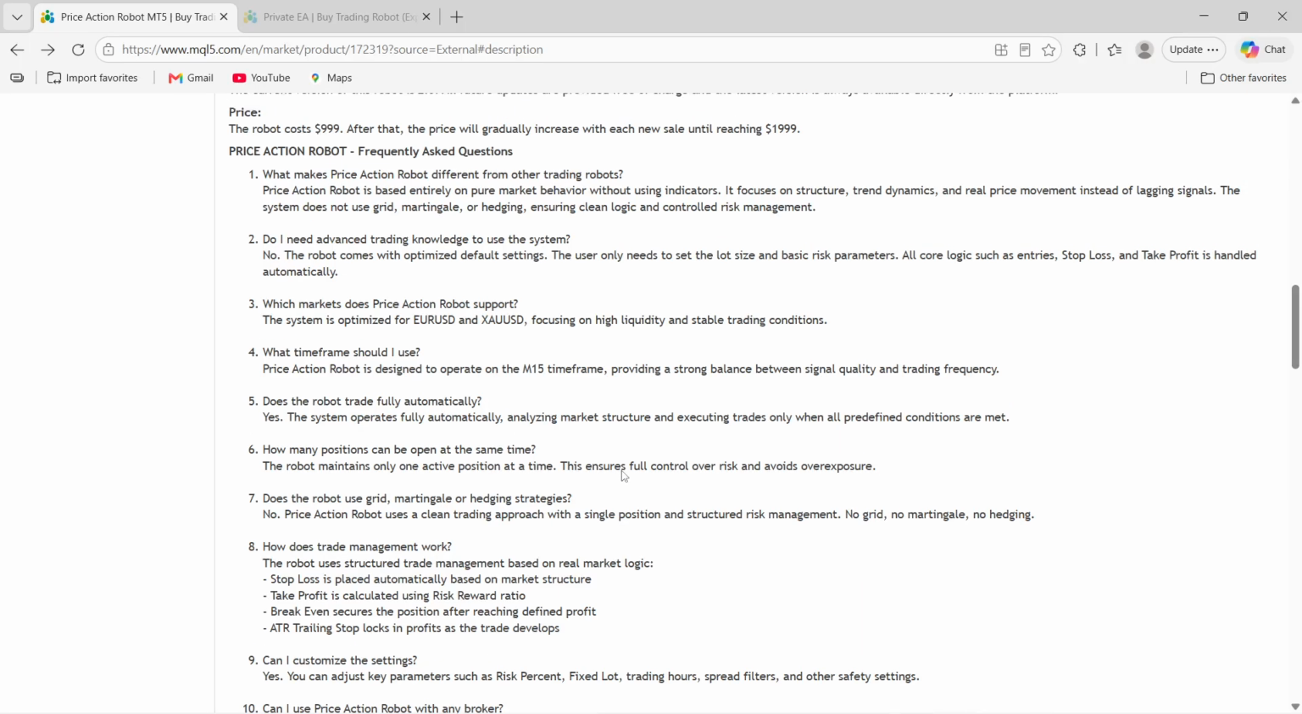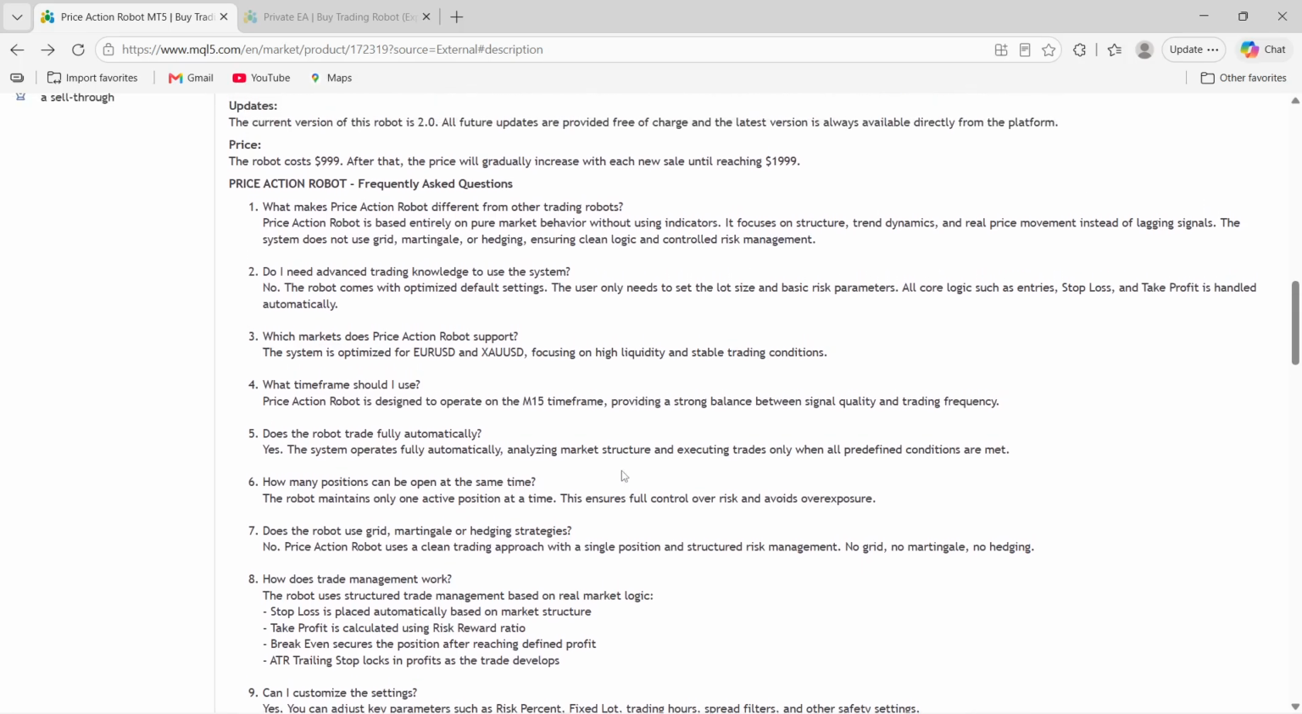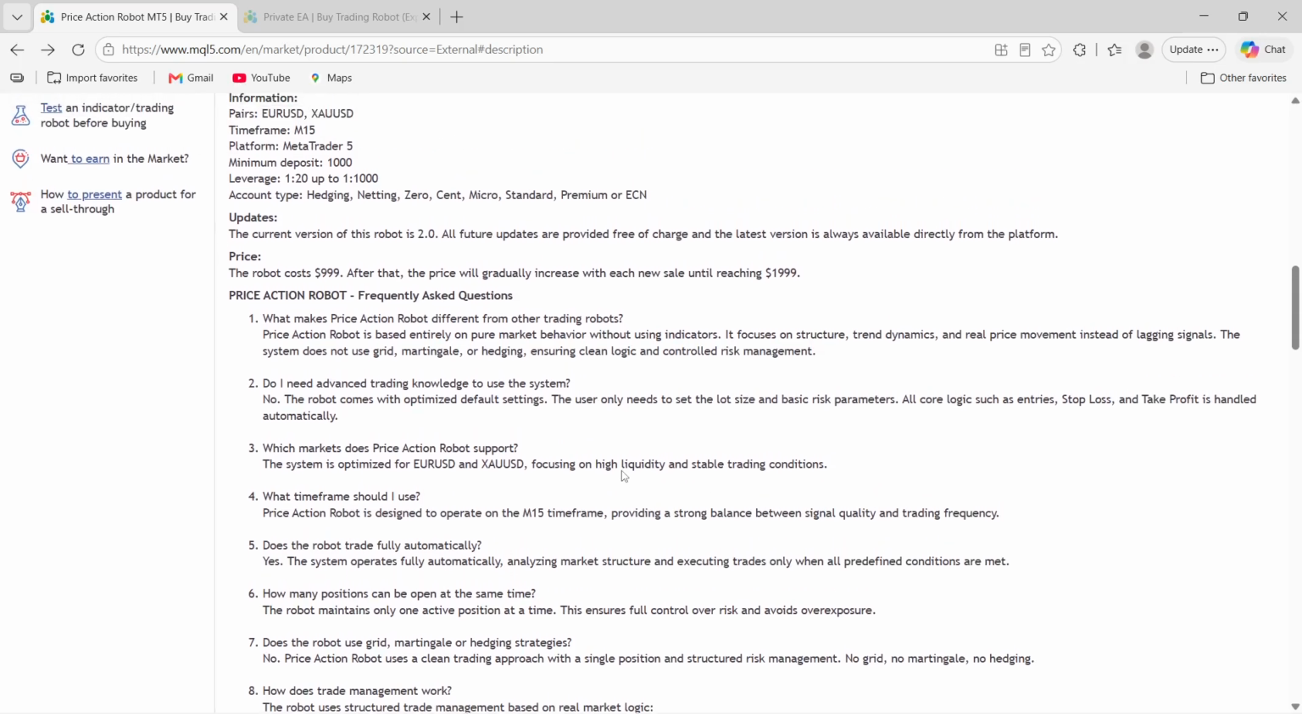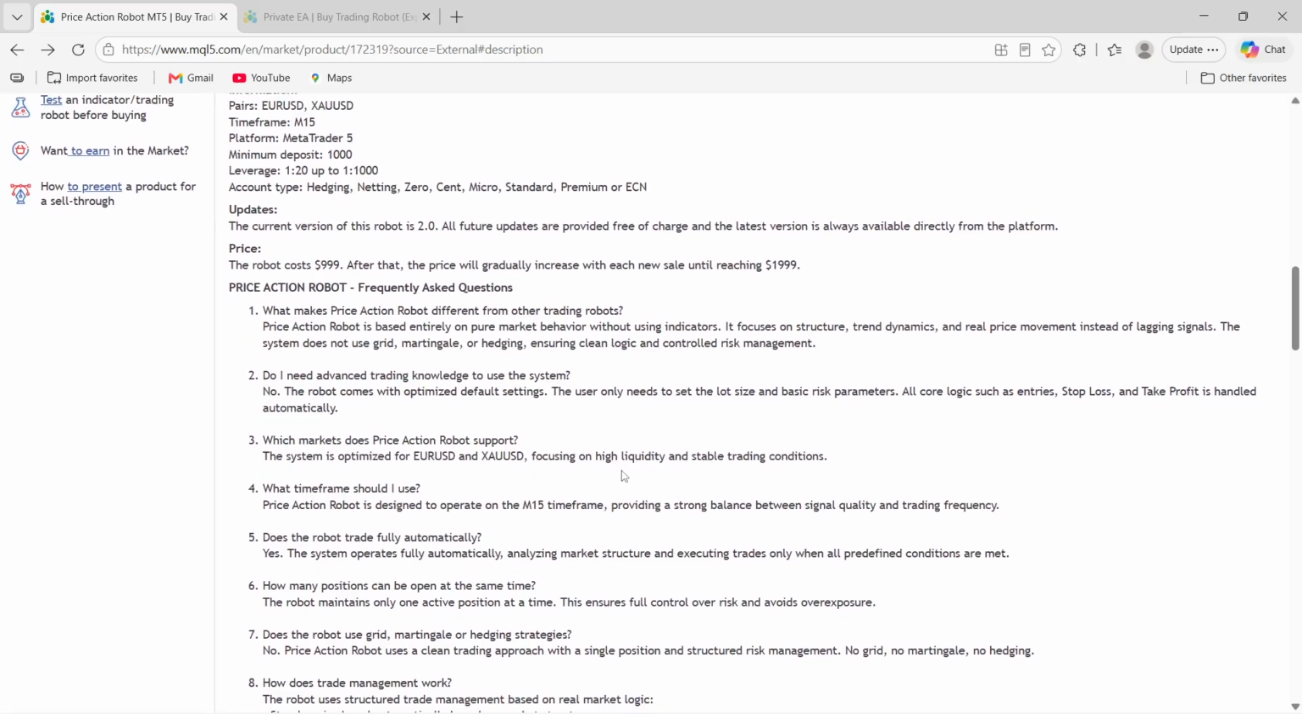Overall, the price action robot is a refreshing, straightforward EA that sticks to the basics. It has good potential for traders who understand price behavior. It's worth testing on demo with your preferred pairs and timeframes.